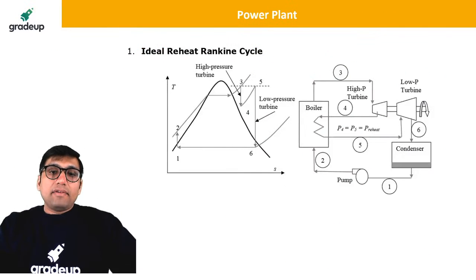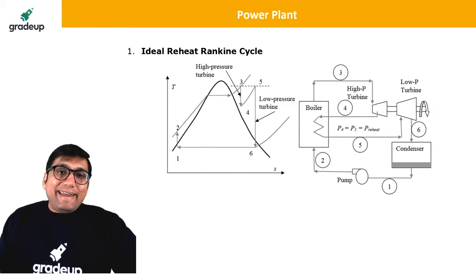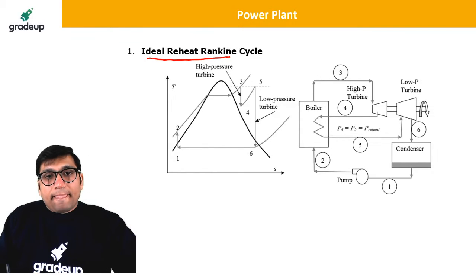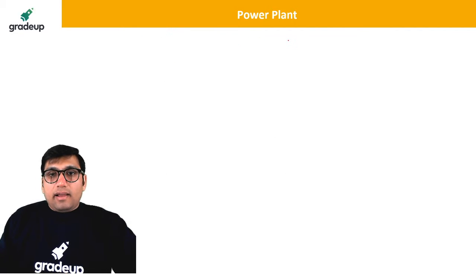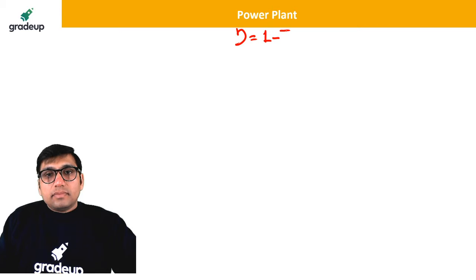Now in the Rankine cycle, we have the case of the ideal reheat Rankine cycle. Why do we do reheating? One more important thing: before I tell you about this reheating, I have to tell you about two cases. The efficiency of the Rankine cycle also depends on the minimum temperature and the mean temperature.